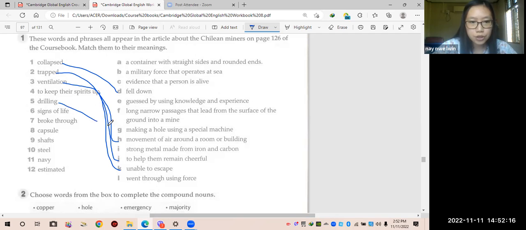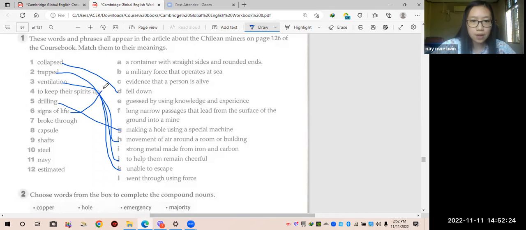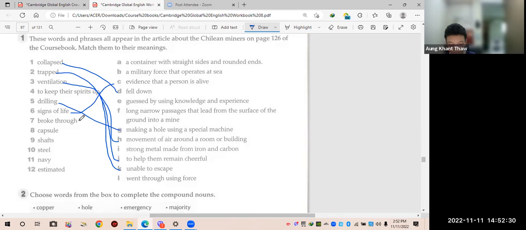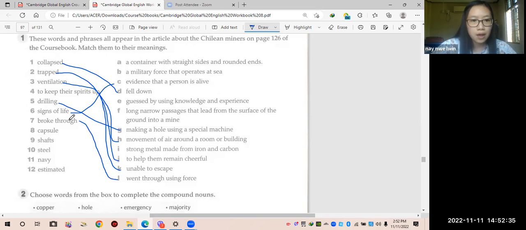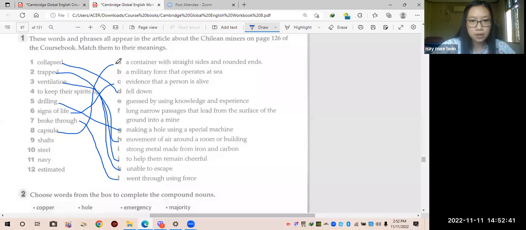Drilling is G, making a hole using a special machine, correct. How about sign of life? C, evidence that a person is alive. How about broke through? L, once through using force. And how about capsule? A, a container with straight sides and rounded ends.